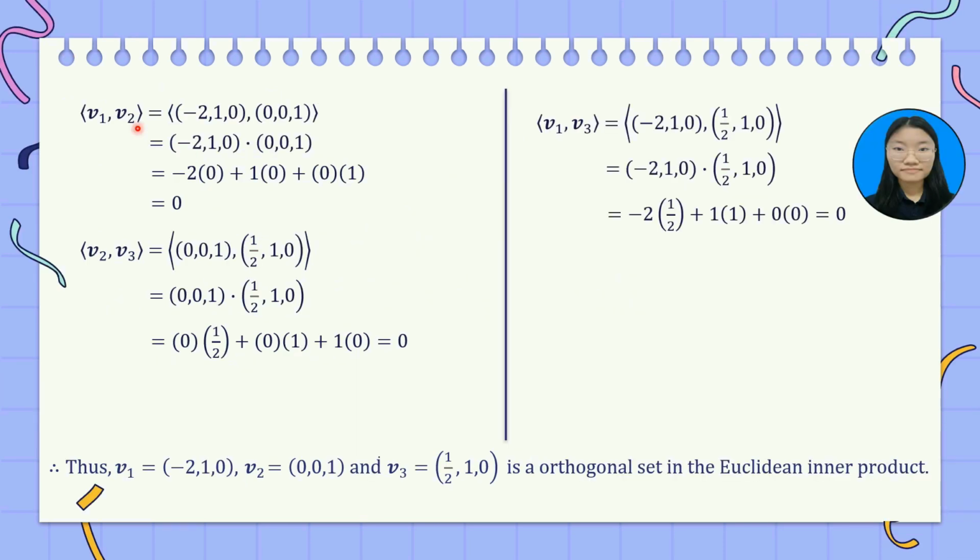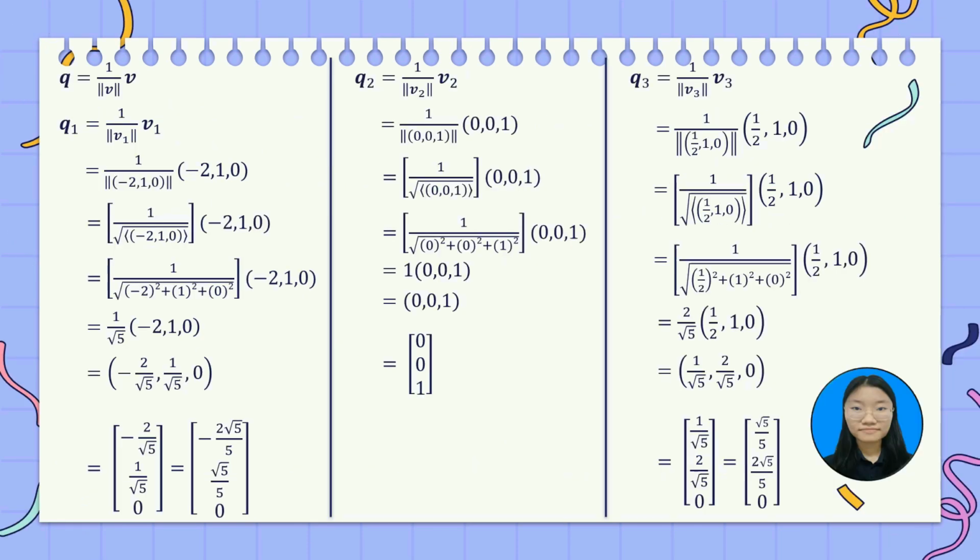We can check whether the new elements V1, V2, V3 are orthogonal or not. We identify the inner products for V1 and V2, V2 and V3, and V1 and V3. We observe that all the inner products are 0. Thus, the new elements V1, V2, and V3 are an orthogonal set in the Euclidean inner product.